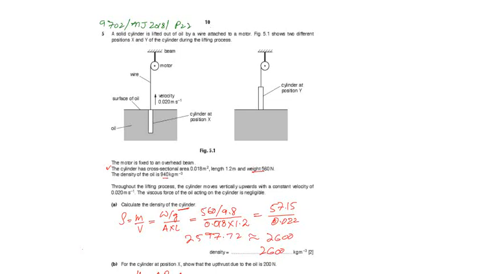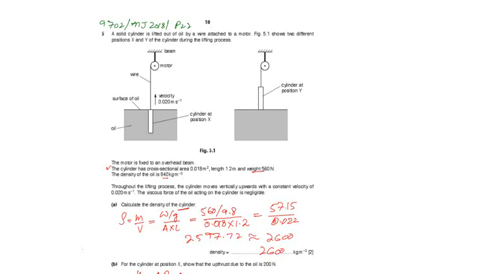Density equals mass over volume. It's a simple, straightforward part. W over g is the mass, and area times length is the volume. So 560 divided by 9.8, and again divided by 0.018, which is the cross-section area, and again divided by the length 1.2. We will get 2597.72, and rounding off we get 2600 kilogram per meter cube.